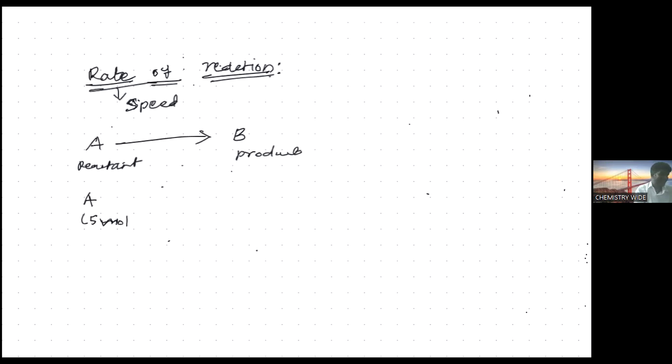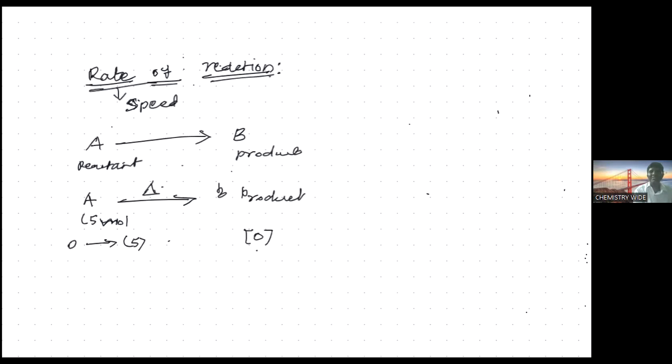Delta is change. B is the product at 0 minutes interval. So A reactant is 5 mole, but product is also 0 mole, because here the reaction does not start.